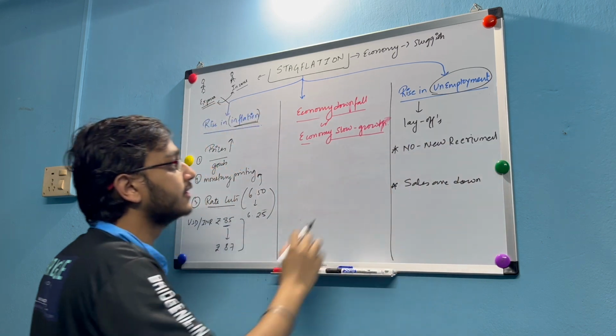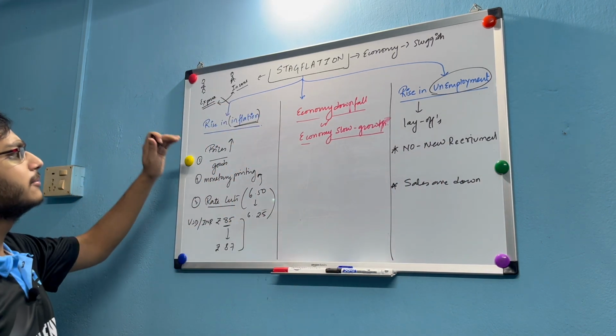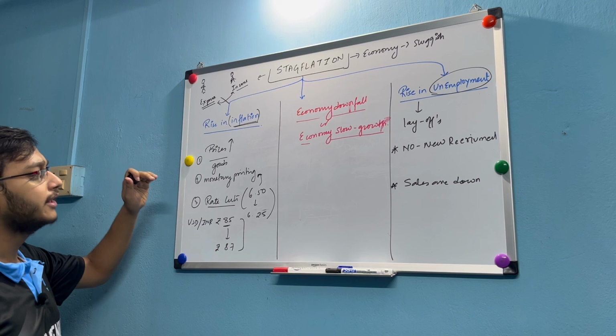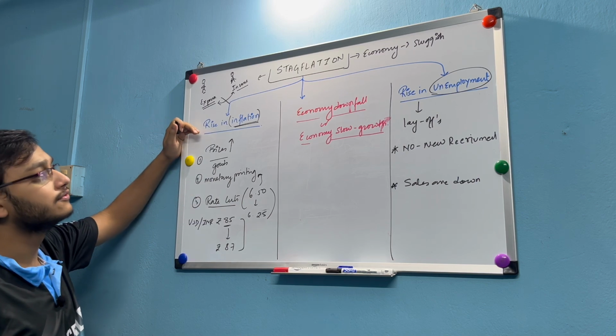Now, observing every single thing, what does the central bank do? The central bank prints a lot of money. The moment it prints a lot of money, definitely it gives rise to inflation.